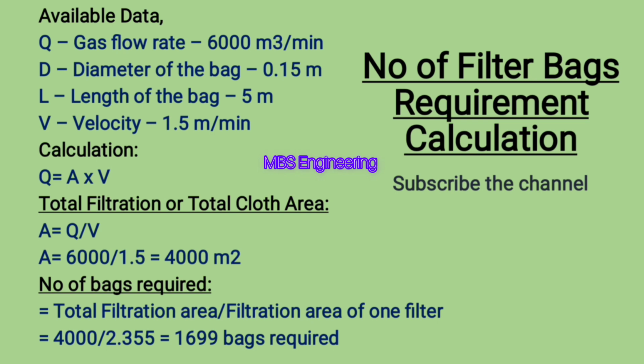Calculation: Q equals A multiplied by V, which means gas flow rate Q equals the total surface area or total filtration area of the bag multiplied by velocity. Total filtration or total cloth area: A equals Q divided by V. Total filtration area of the bag equals gas flow rate divided by velocity.